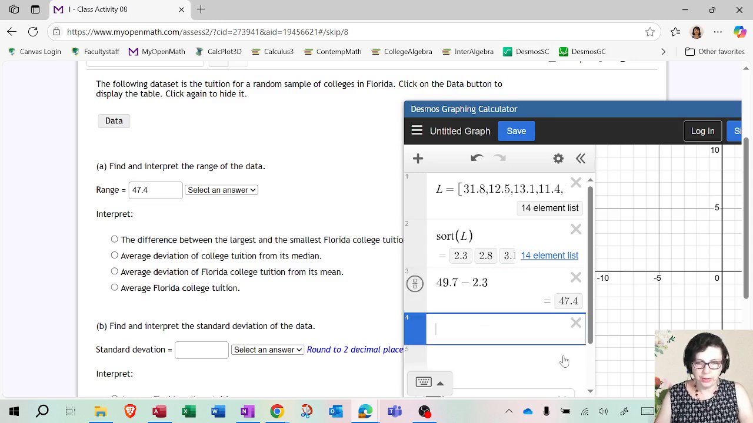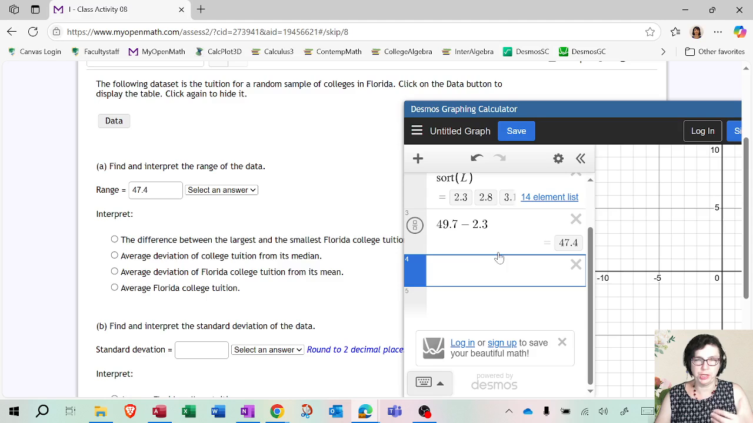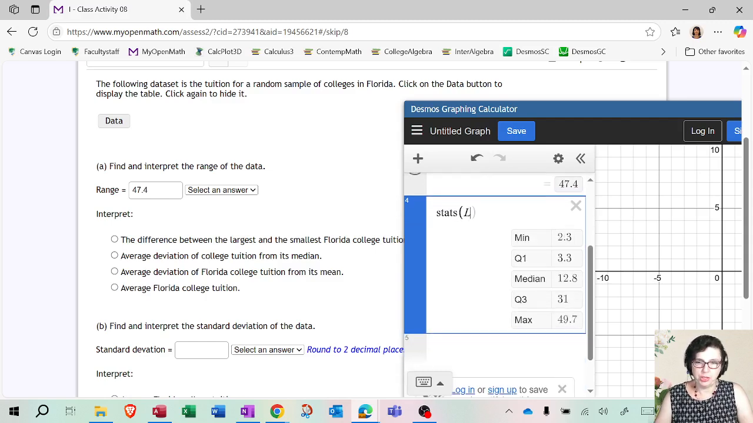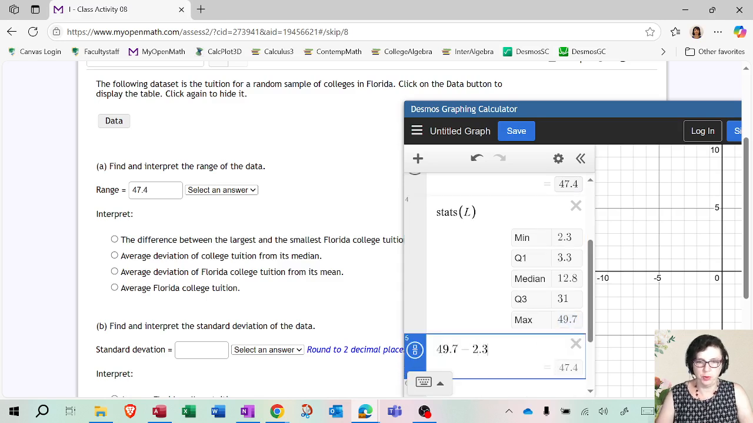Now, there's another command in Desmos besides sort that you can use to find the smallest and the largest value, and it's called stats. So if you just type stats L, it tells you what's the smallest number and what's the largest number. And again, range is just the difference between the two. So either way, you will get the same thing.